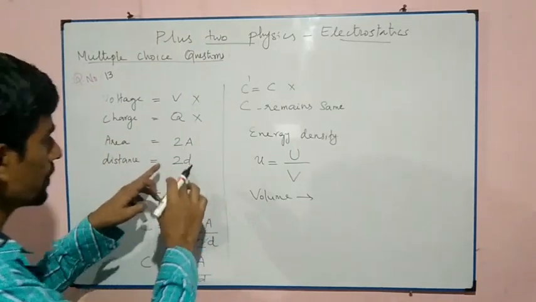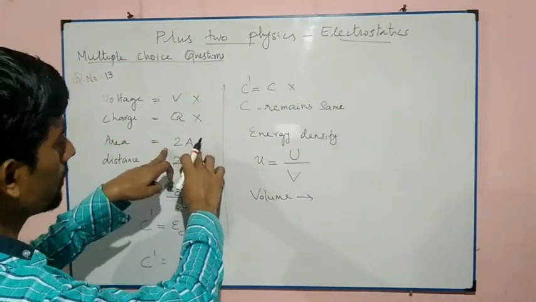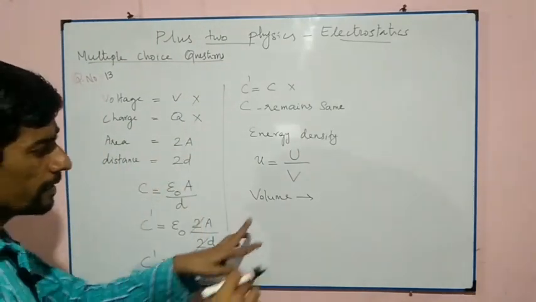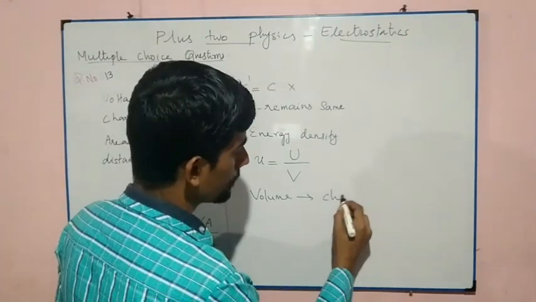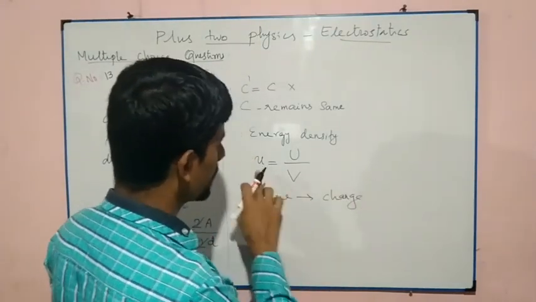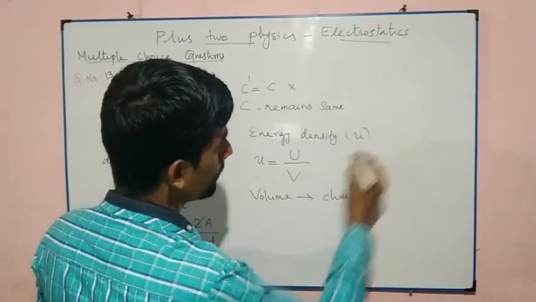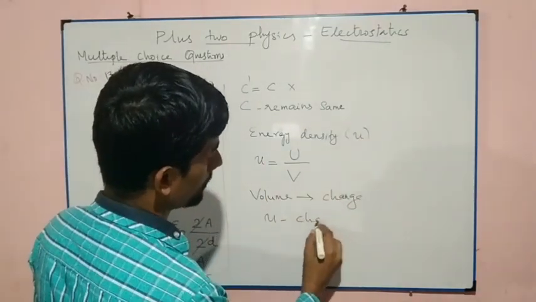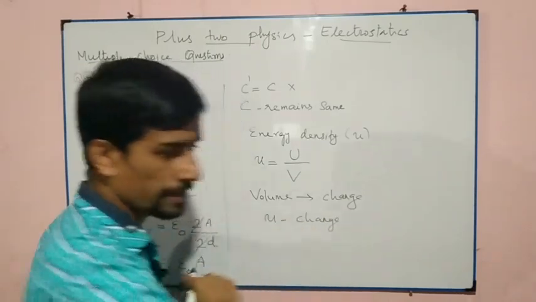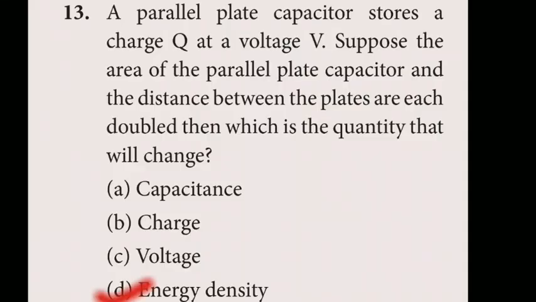The distance between the two plates as well as the area of the plates are doubled. So probably volume will be changing. When the volume changes, what happens to the energy density? Energy density small u will be changing. So the answer is energy density. Option D is the correct answer.